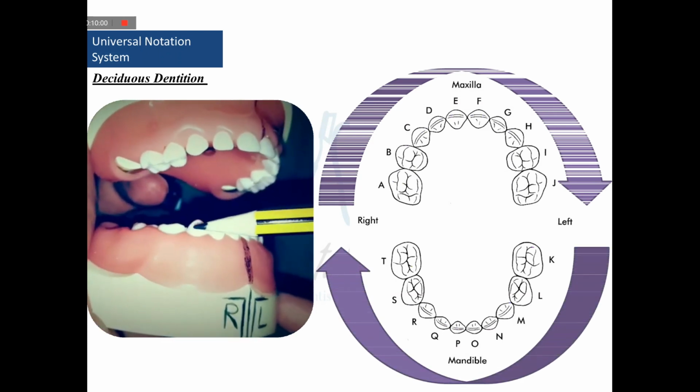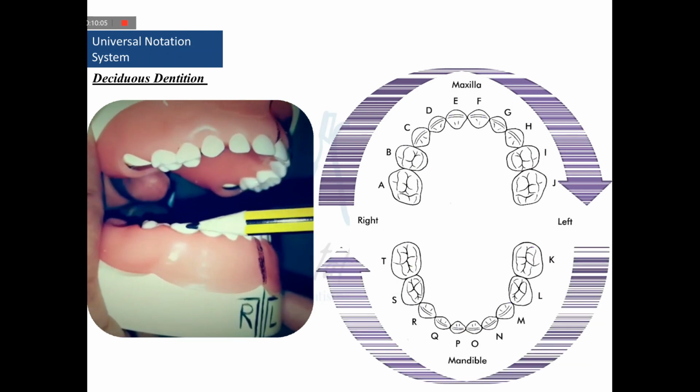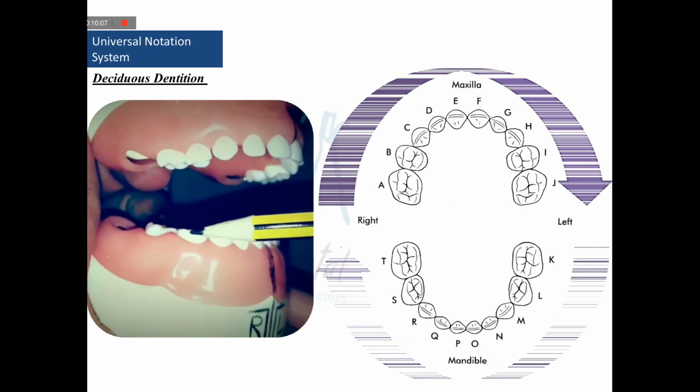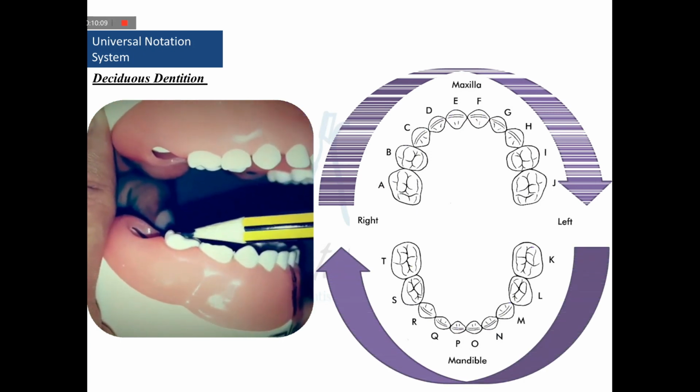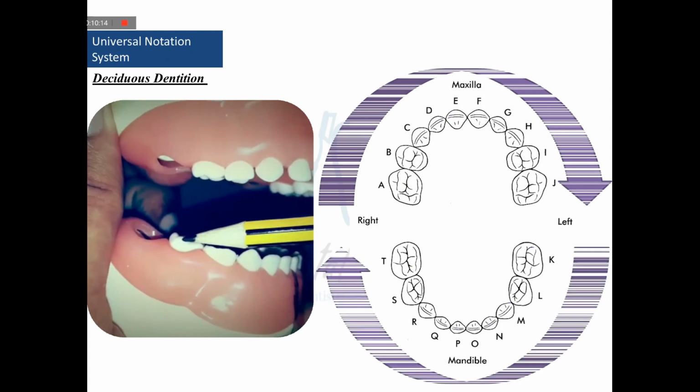followed by R for the canine of the right hand side, S for the first molar of the right hand side, and the last tooth is the second molar, which we label as T. Thus, it is the deciduous second molar on the right hand side.